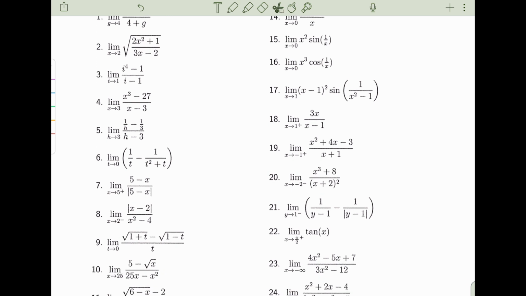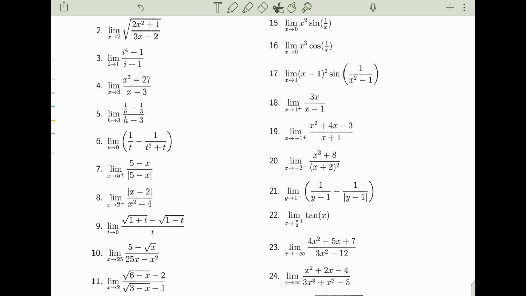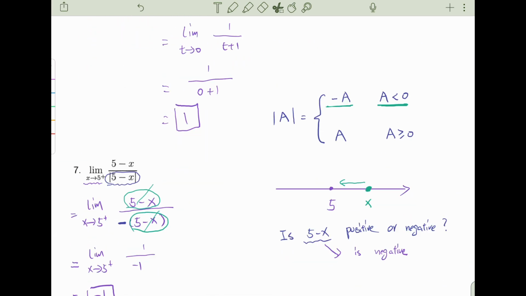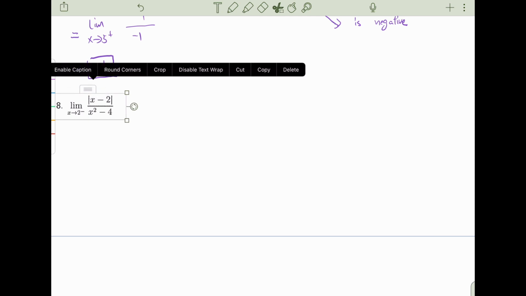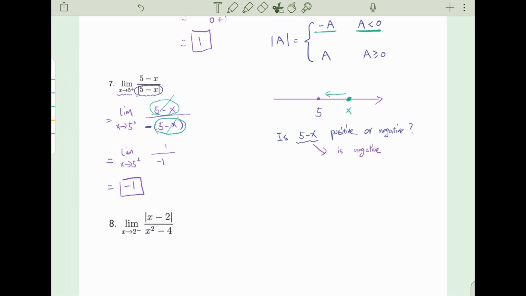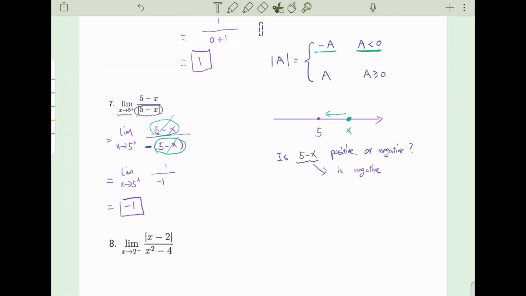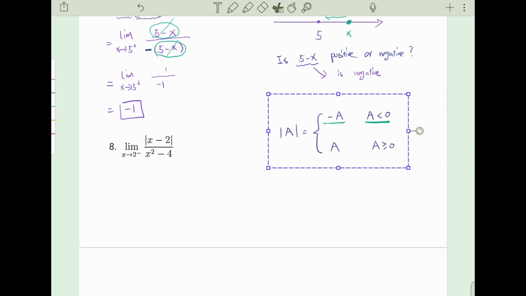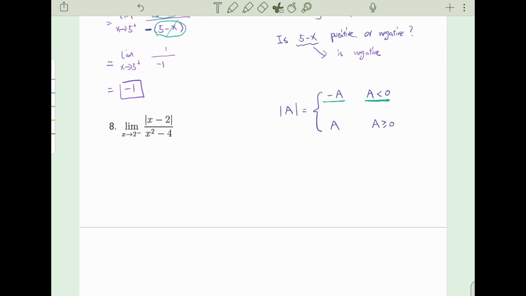Question 8, same stuff, but a little bit more complicated. So we have the absolute value of x minus 2, right? Now x minus 2 is the stuff that is inside the two bars. We want to remove it, right? So we need to ask ourselves a question: is the stuff x minus 2 positive or negative?